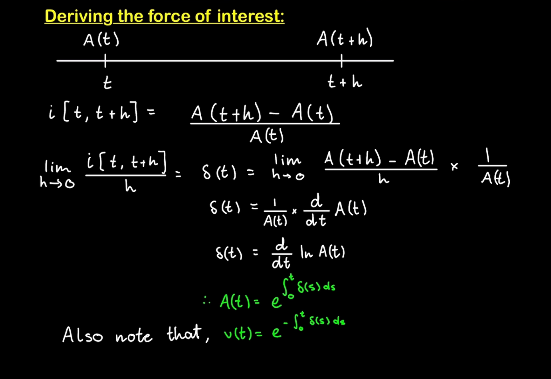And then something also that you should note is that the discounting factor, or the opposite of the accumulating factor, to reverse accumulation, is this. So simply we multiply the exponent by a negative. Okay, so let's move on to a few examples to really understand how these work.